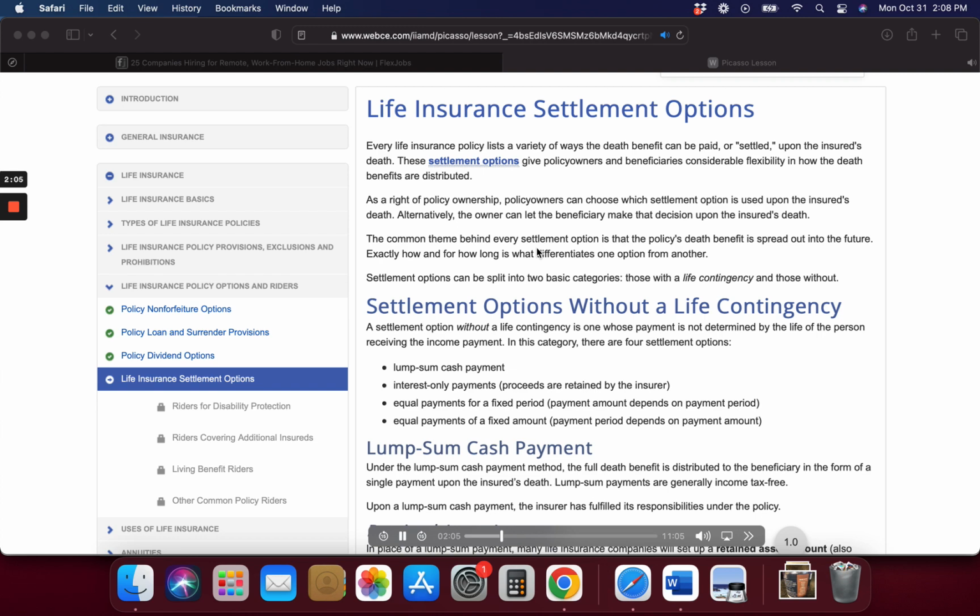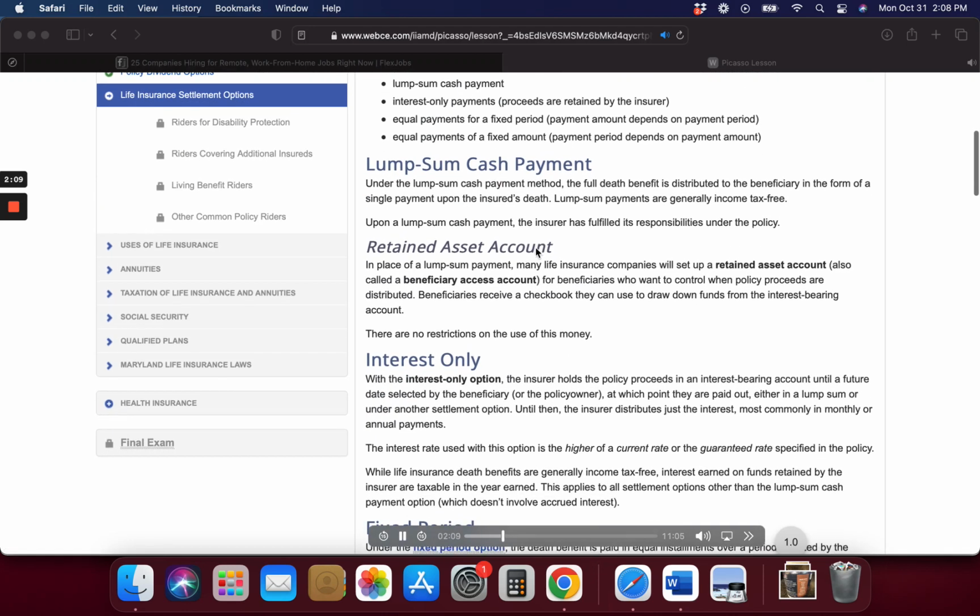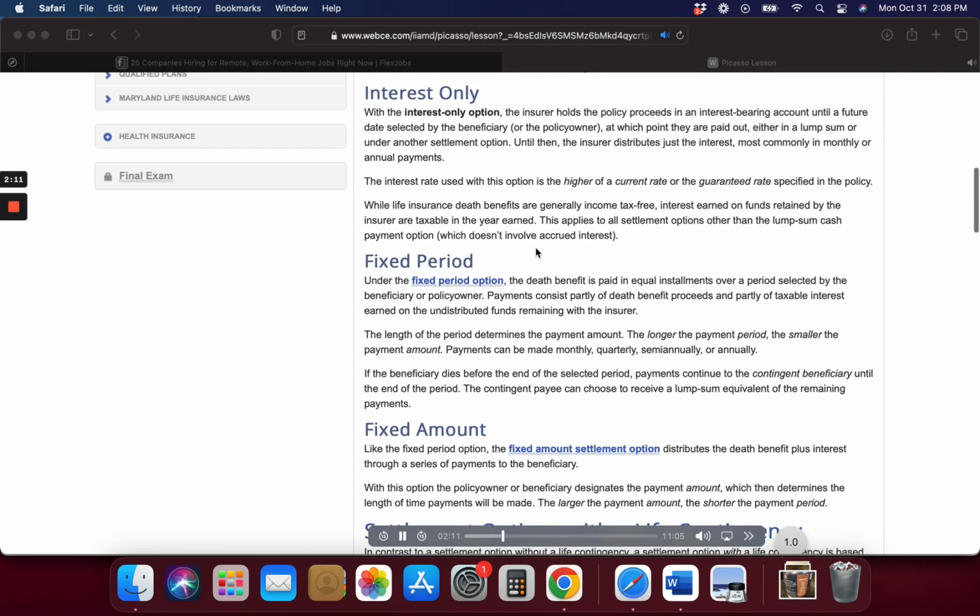Interest only. With the interest-only option, the insurer holds the policy proceeds in an interest-bearing account until a future date selected by the beneficiary, or the policy owner, at which point they are paid out, either in a lump sum or under another settlement option. Until then, the insurer distributes just the interest, most commonly in monthly or annual payments.